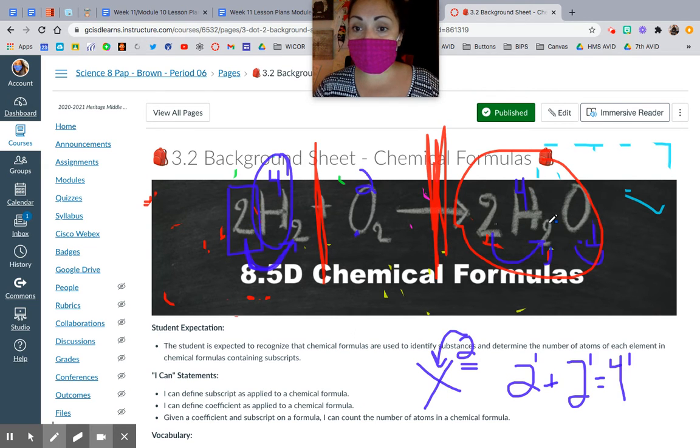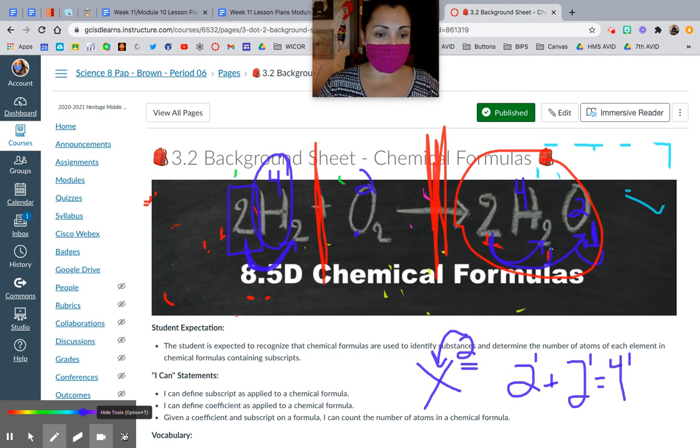And then this is still connected, y'all. So I have to distribute this 2 to this oxygen. And since there's no subscript, it's automatically 1, and 2 times 1 is 2. So I have 2 oxygens here. And I can tell this is a right equation, or it's correct, because I have 4 H's here, 4 H's here, 2 oxygens here, and 2 oxygens here. So I hope that was helpful.